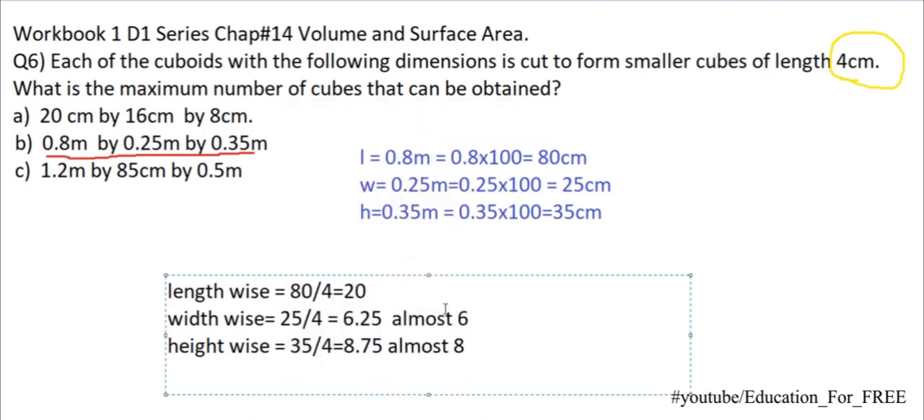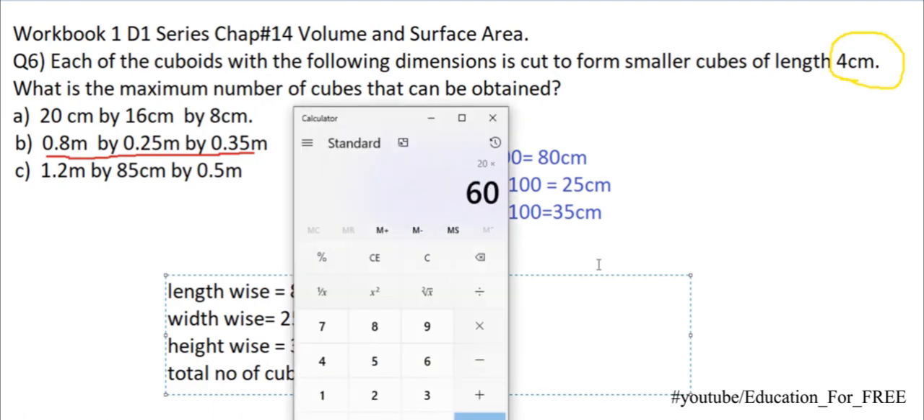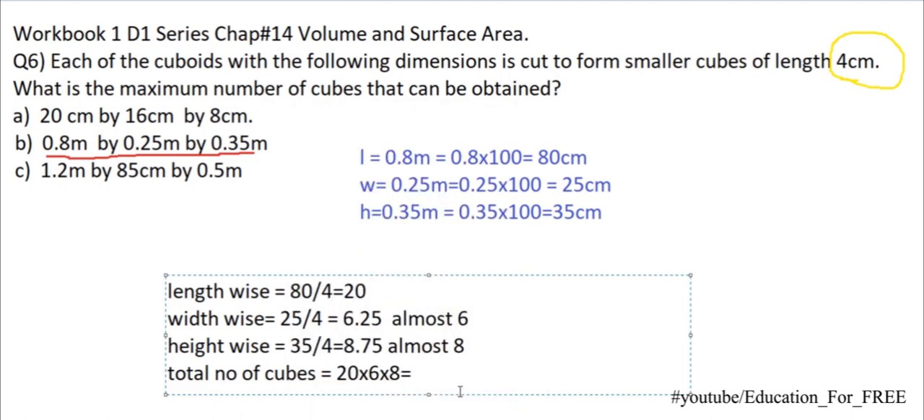So now simply to find the number of cubes, we are going to multiply all of these quantities. That is the required answer. So it means 960 cubes can be easily adjusted in this cuboid of height 0.8 meter, 0.25 meter and 0.35 meter. So we have successfully found our answer. Hope this was clear to you all.